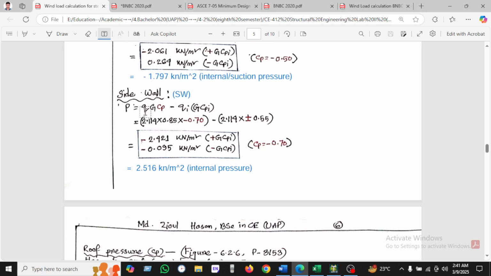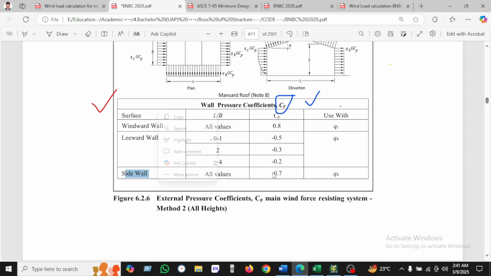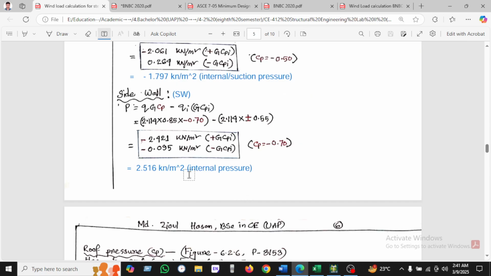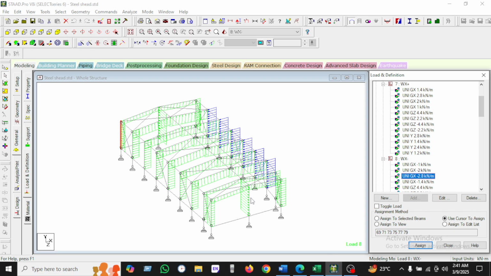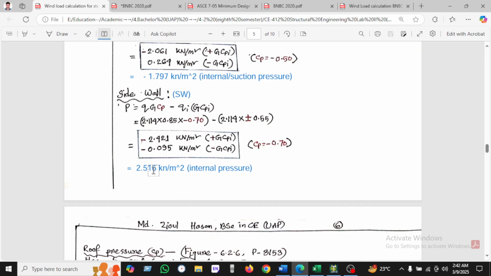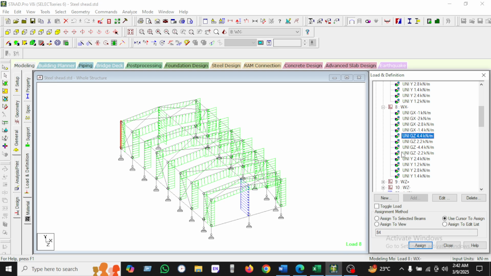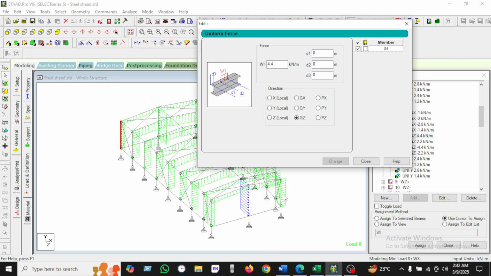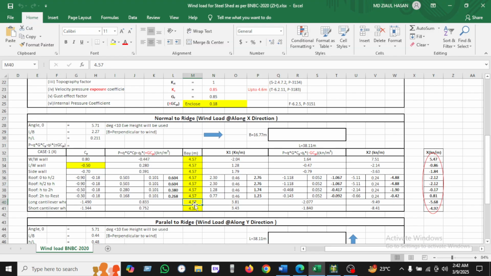And for the sidewall, we use this formula, and the Cp value changes. The Cp value for the sidewall is always 0.70. So we have always used 0.70, and the value will be 2.516. If we want to apply 2.516 here, you just multiply with the bay distance. Then the force will be converted in kip per feet.